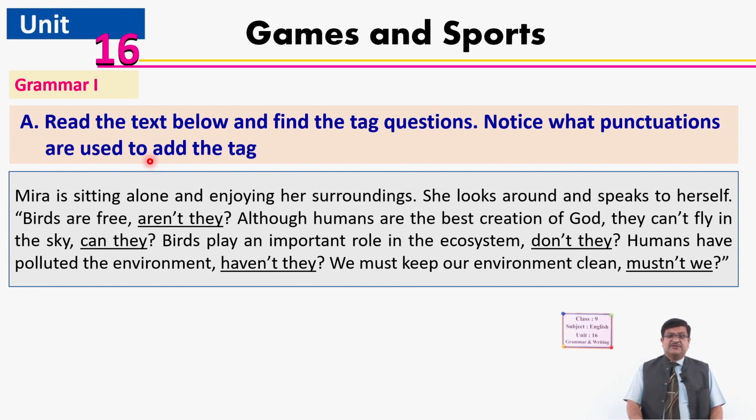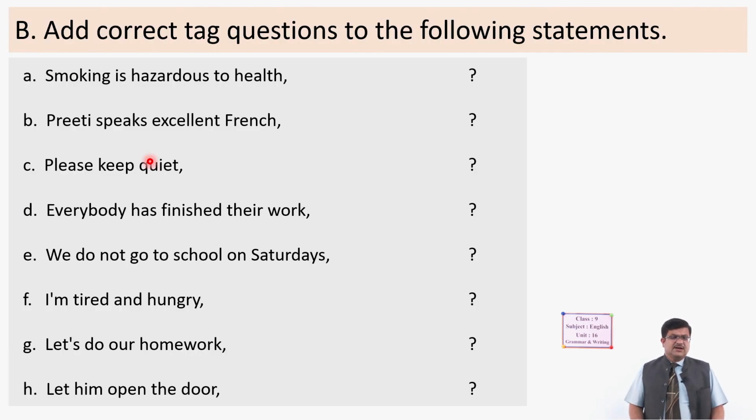Let us practice the question. Add correct tag questions to the following statements. We have some questions. Number A, smoking is hazardous to health. Just think, what is the form of tag? First of all, you need to identify the sentence and the verb. Either it is an auxiliary verb or a main verb.